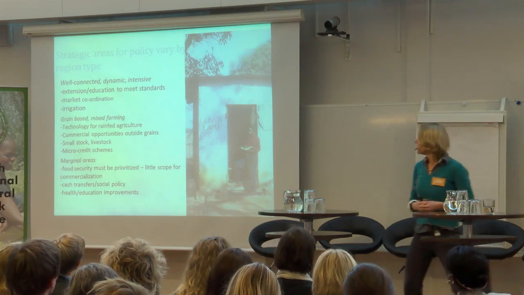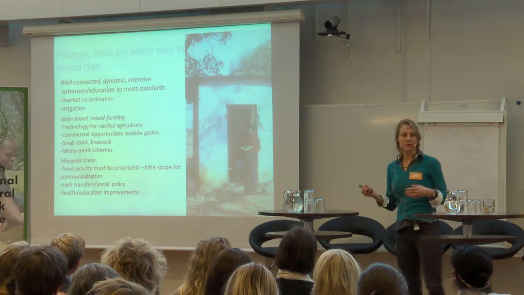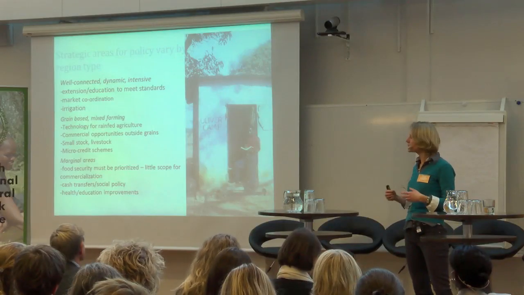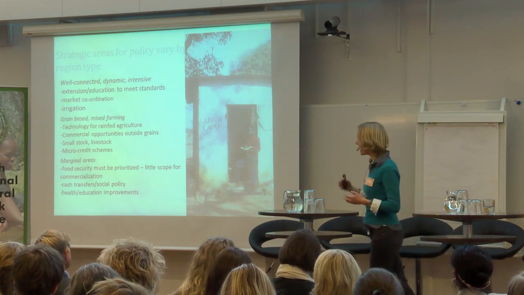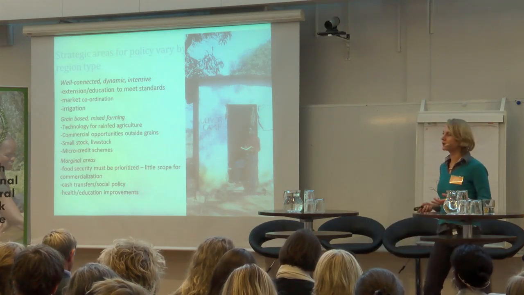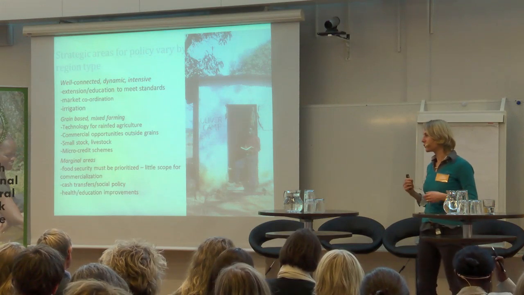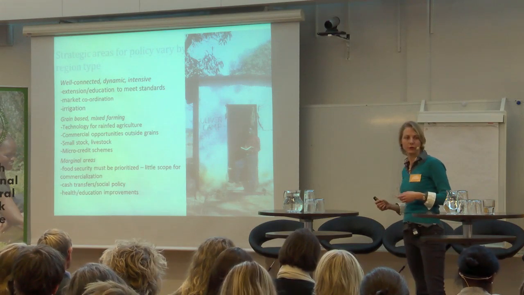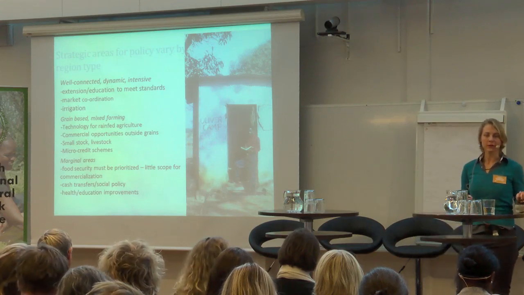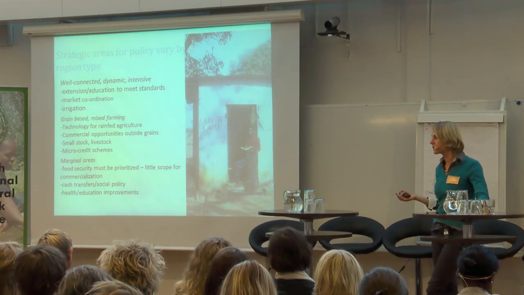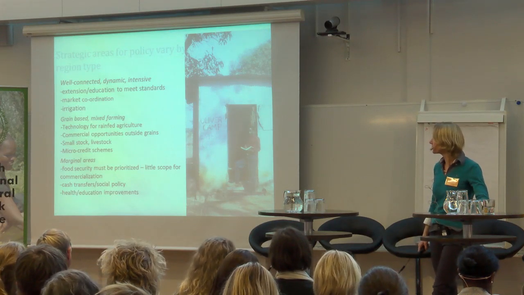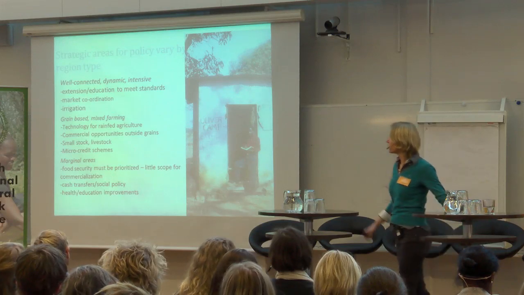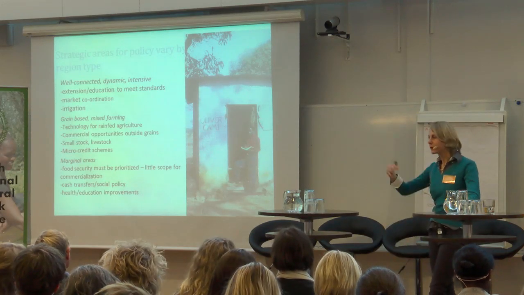In the grain-based mixed farming systems that combine grains with livestock, there needs to be technology that focuses on rain-fed agriculture mainly, and perhaps broadening of commercial opportunities outside grains, a focus also on small stock and livestock, with veterinary interventions, for instance, improving the health of small stock especially, and focusing on the gendered aspects of livestock, and things like microcredit schemes that may run outside agriculture.